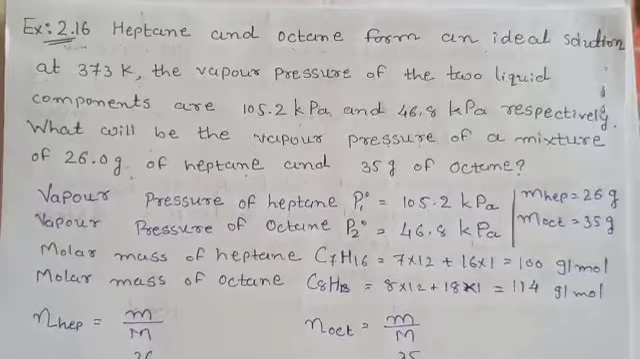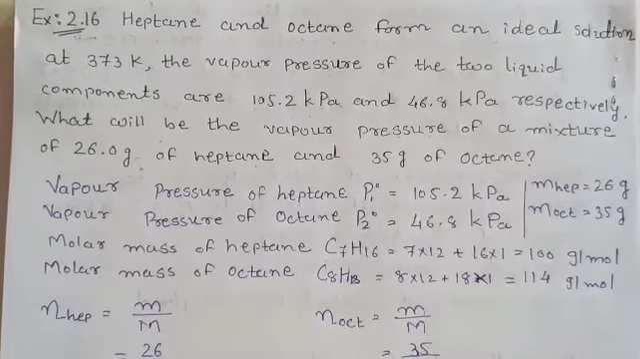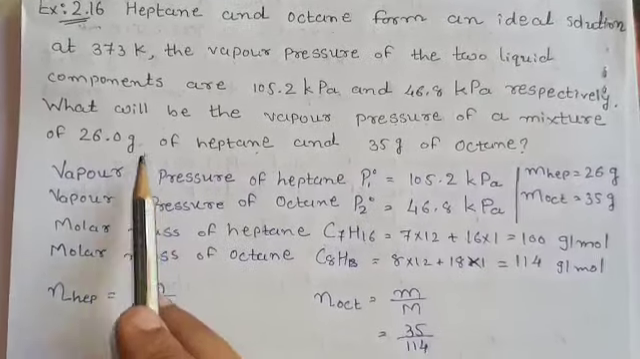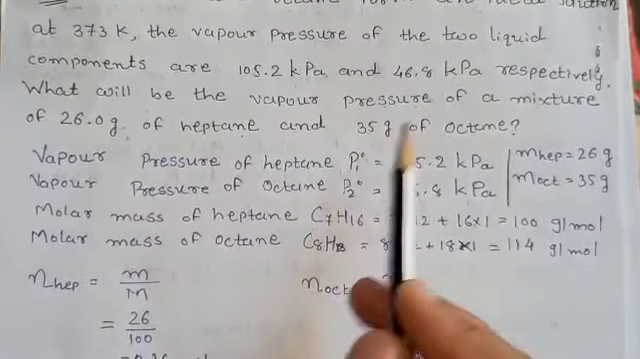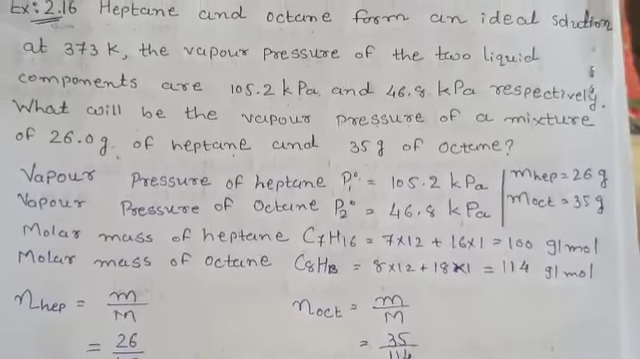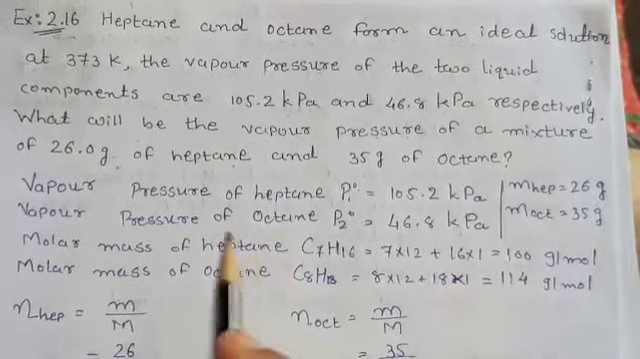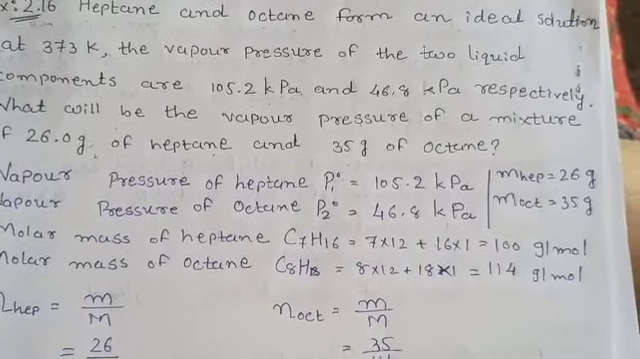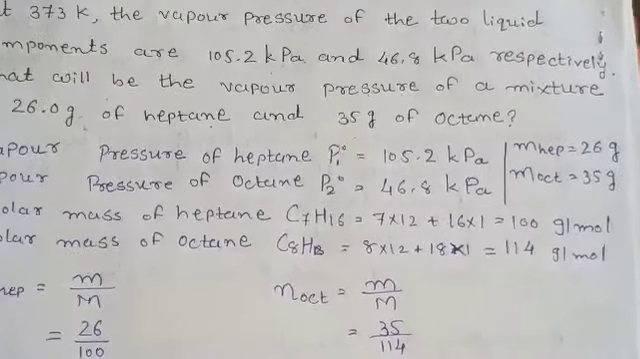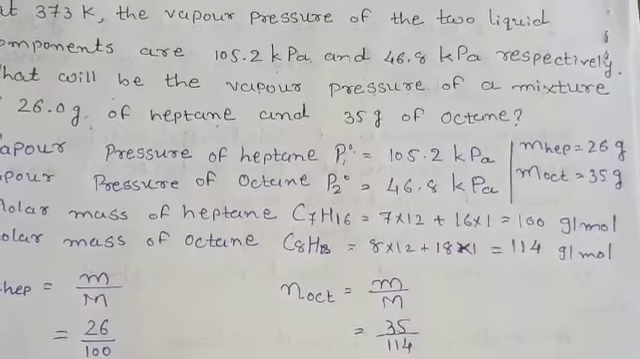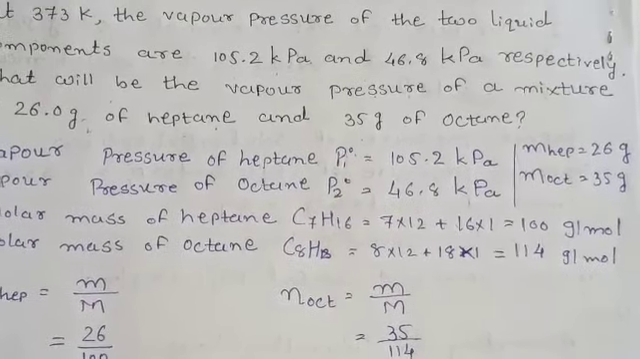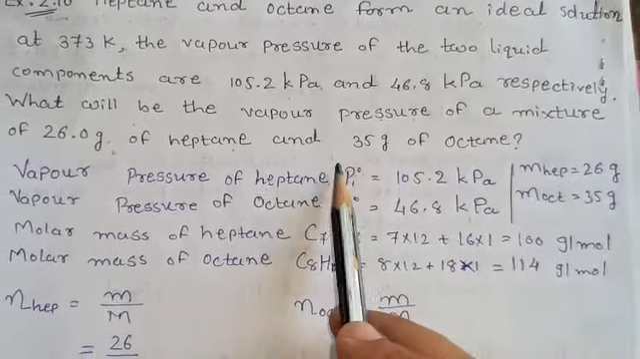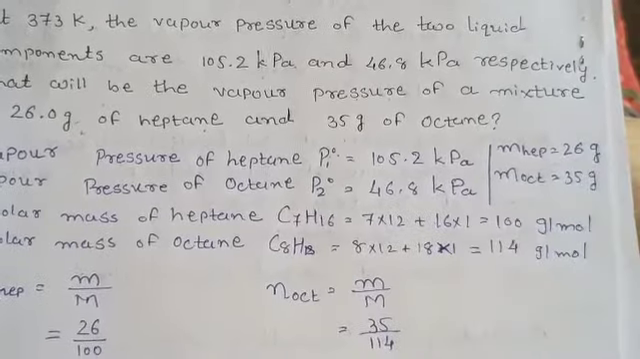Here in the question we have to find out the total vapor pressure of a mixture having 26 gram of heptane and 35 gram of octane. In the question also given, the vapor pressure of heptane is P1 naught, 105.2 kilopascal, and vapor pressure of octane P2 naught equal to 46.8 kilopascal. The mass of heptane is 26 gram and mass of octane is 35 gram.